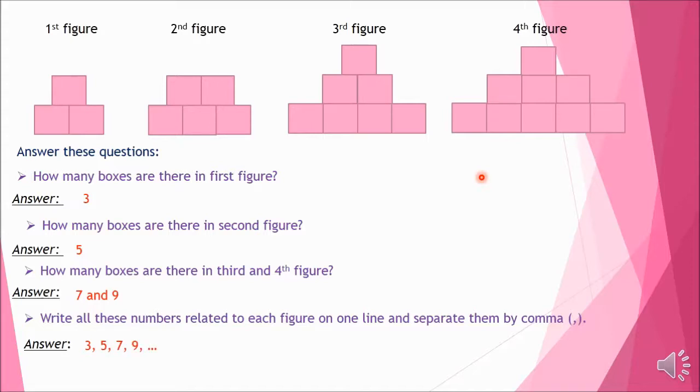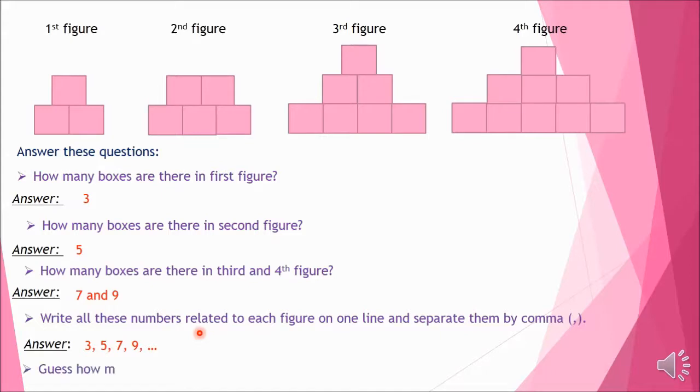Now 3, 5, 7 and 9 is a sequence of numbers. It is a sequence of numbers formed by counting the boxes in the figures. The figures are in the form of a pattern, isn't it? The pattern is created by applying square boxes, and if we count the number of boxes, group them together and separate them by commas, they are a sequence. Now they are called a sequence.